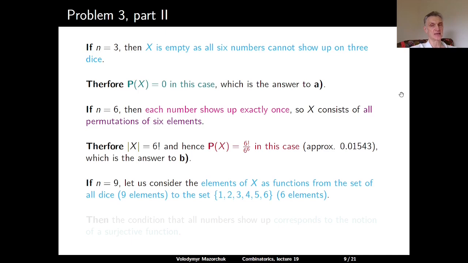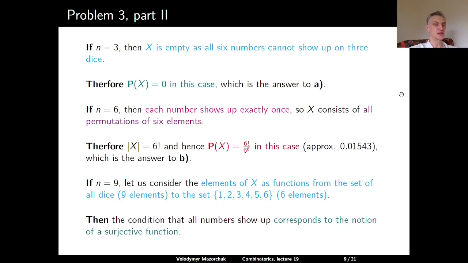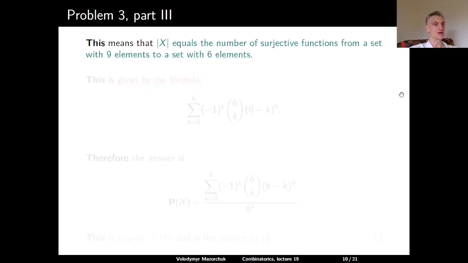Now, if n is equal to 9, then in order to solve the problem, it is convenient to view elements of x as functions from the set of all dice, we have 9 dice, to the set of the outputs 1, 2, 3, 4, 5, 6, the numbers which we get when we roll a die. So the condition that all numbers show up corresponds to the notion of a surjective function.